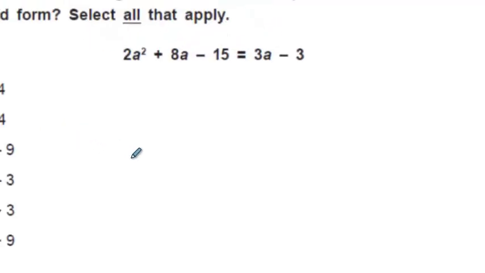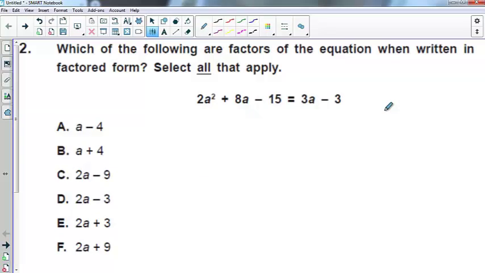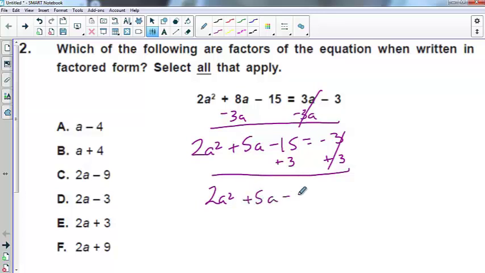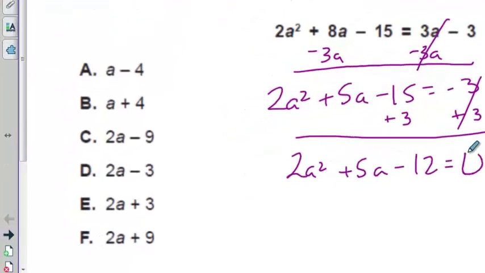I don't have any parentheses, so there's nothing to distribute. How do I move this 3a? I subtract it. That's what I'm doing. So I have 2a squared plus 5a minus 15, equals negative 3. Now what? Add 3. That's going to give me a 0 over here. That's what I wanted. Everybody with me on that? So I have 2a squared plus 5a minus 12 equals 0.